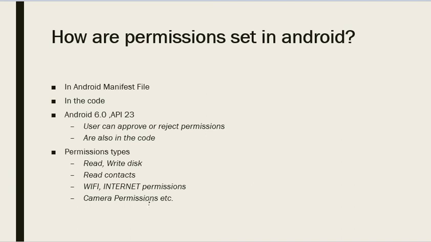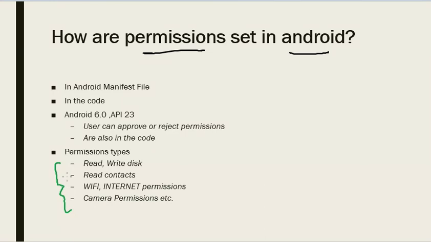So what are permissions and how are they set in Android? Why do we need permissions? First of all, because an Android app can access your camera, it can send SMS for you, it can use your browser to send email, it can access your internet and Wi-Fi, it can read contacts from your phone, it can read and write to your disk. Of course these operations are all risky and they can compromise the security of the user.